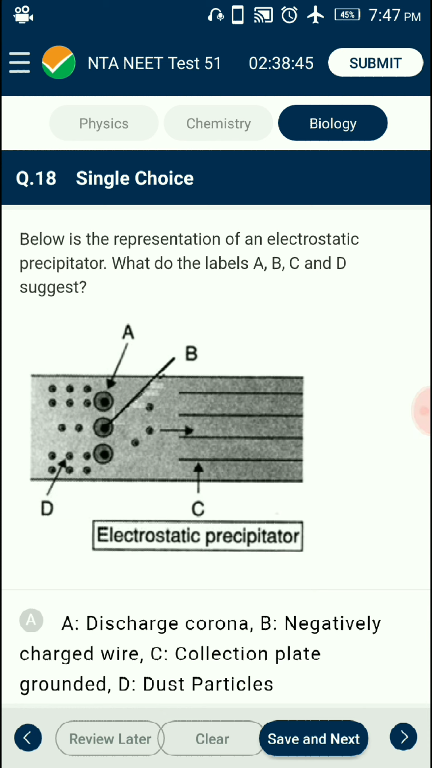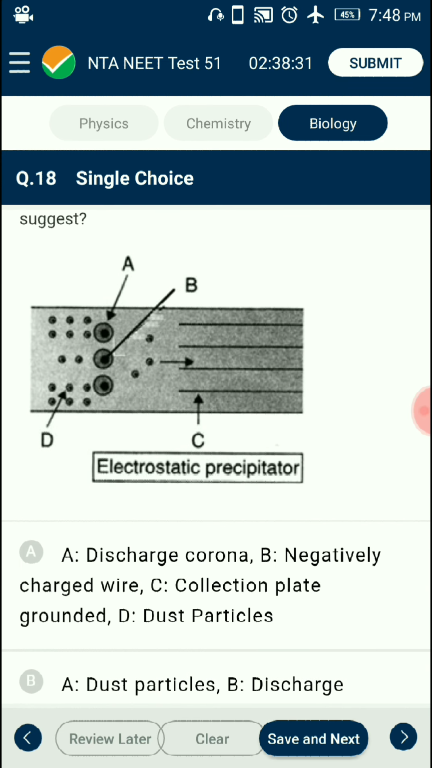Question number 18. Below is the representation of an electrostatic precipitator. What do the labels A, B, C and D suggest? Electrostatic precipitator is widely used in removing particulate matter from air. This device has electrode wires B kept at several thousand volts that release electrons by making a corona A. Dust particles get a net negative charge by attaching to these electrons.